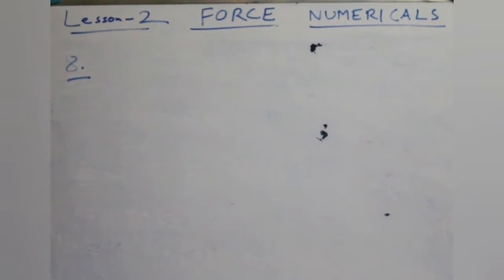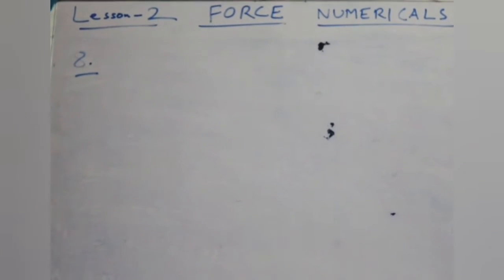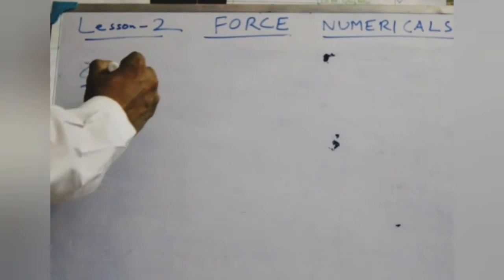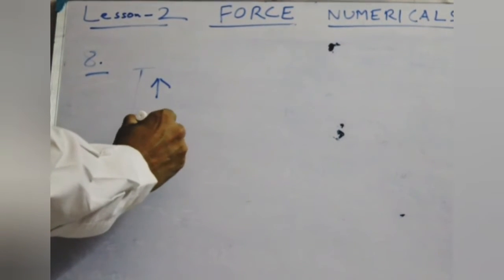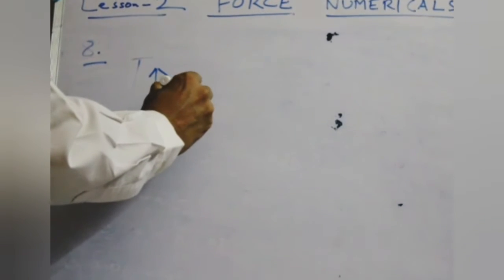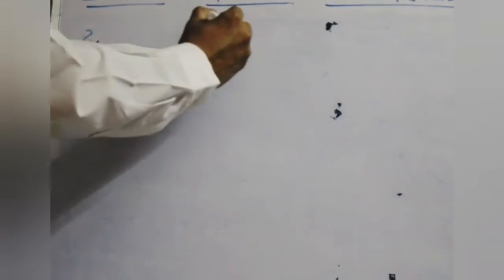Now sum number 8. A stone is dropped from a height of 80 meter. That means this is 80 meter. So S is 80 meter.